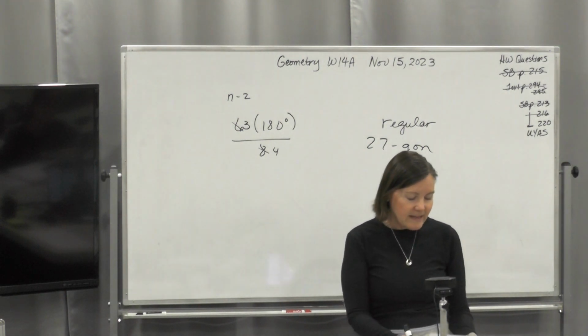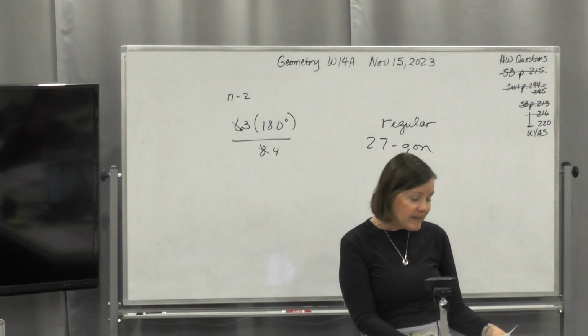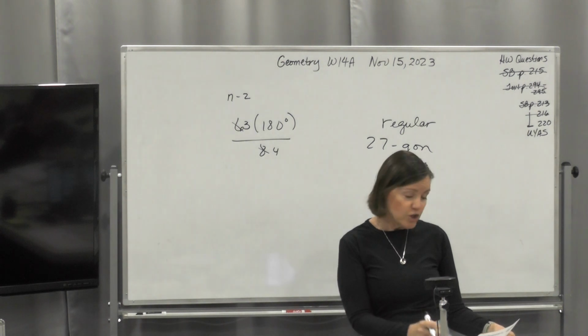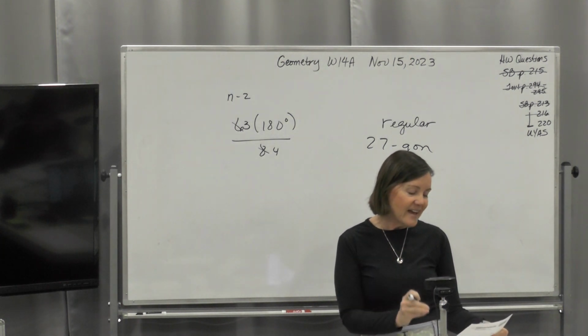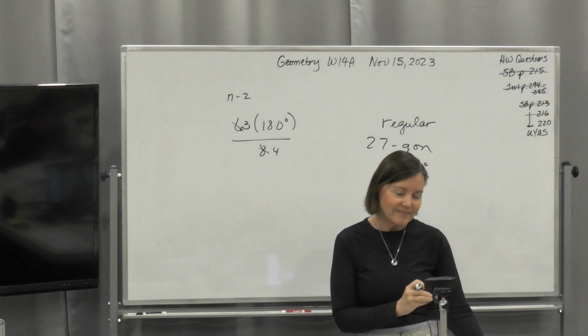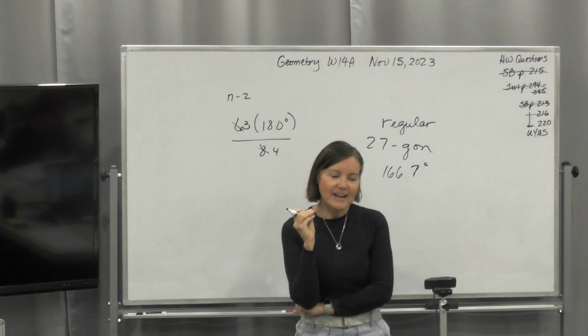If the exterior angles in a regular polygon measure 72 degrees, how many sides does the figure have? With the exterior angle? Of the exterior angles.